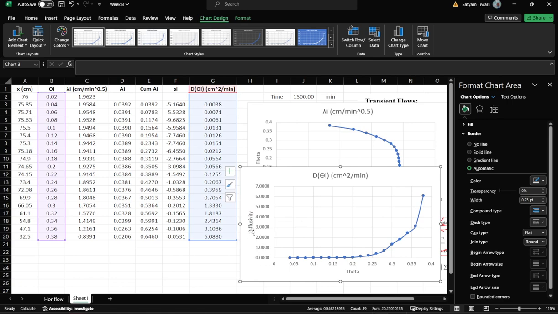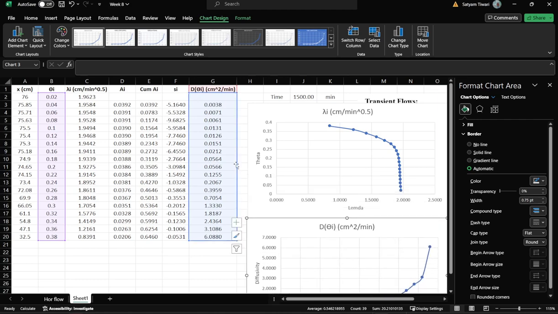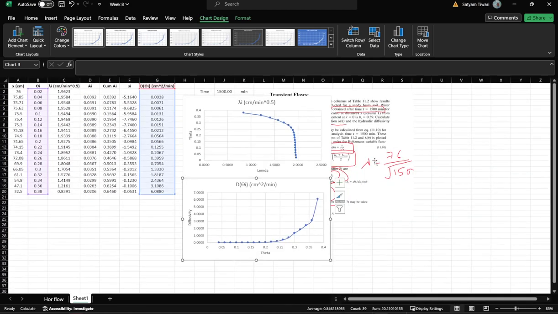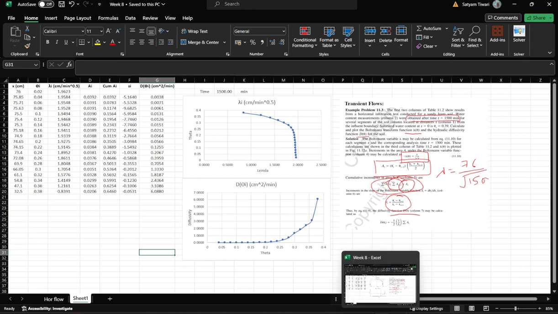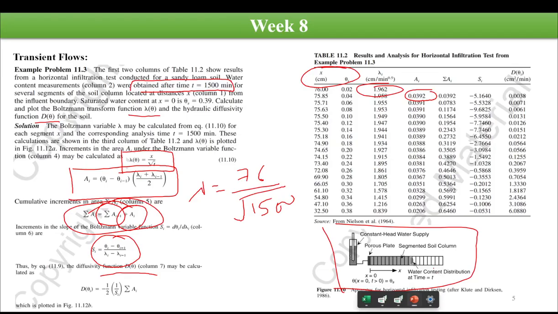Fine. So if we see here, as the theta value is increasing, or the volumetric water content is increasing, the value of the diffusivity is also increasing. Initially, it was usually constant. At the end, it increases drastically, right? So these are the two variations which we needed to plot. Okay, these are the formulations which we have used. You can try making these plots, and you can also try it with different combinations of data.